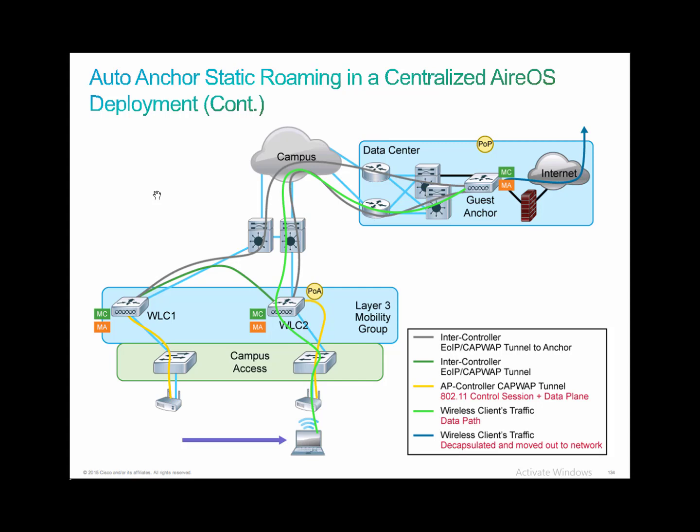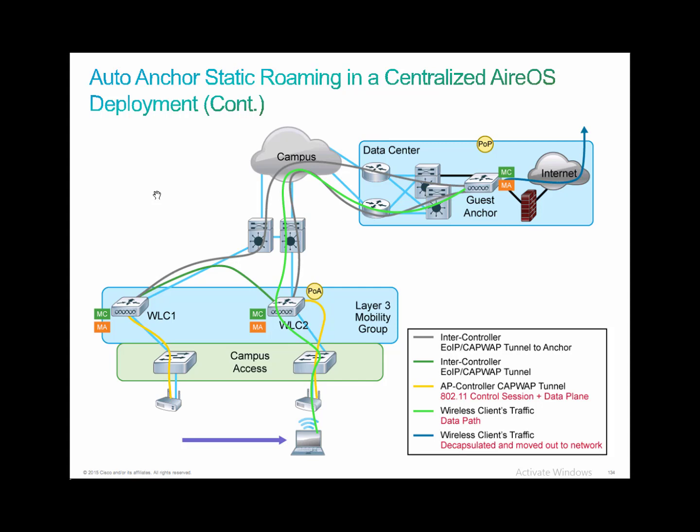Since the guest user is anchored to the guest anchor controller, the authentication and the IP addressing are sourced from that location. That never really changes. So the guest's IP is not going to change. Their point of presence doesn't change, regardless of where they go within the corporate network. It's a very typical way of establishing guest access.